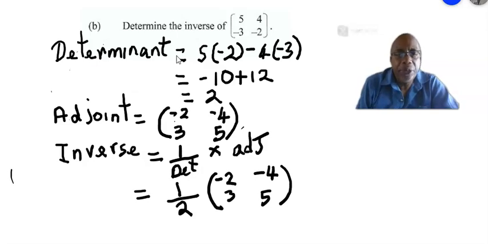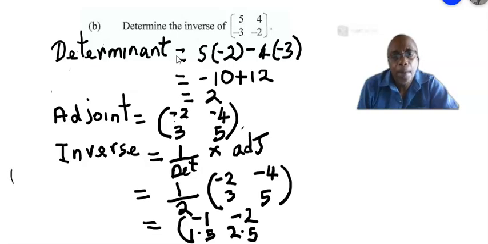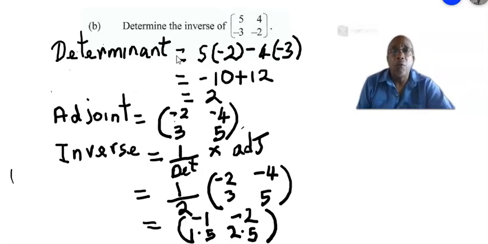And when we multiply it through by 1/2, we'll get the inverse. So -2 divided by 2 is -1. -4 divided by 2 is -2. 3 divided by 2 is just 1.5, or you can put 3 over 2 if you want. And 5 over 2 is 2.5, or 5 over 2. You can leave it as a fraction if you want to. And that is the inverse of the matrix that we have.